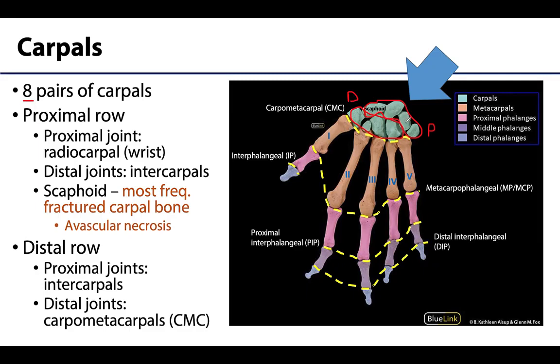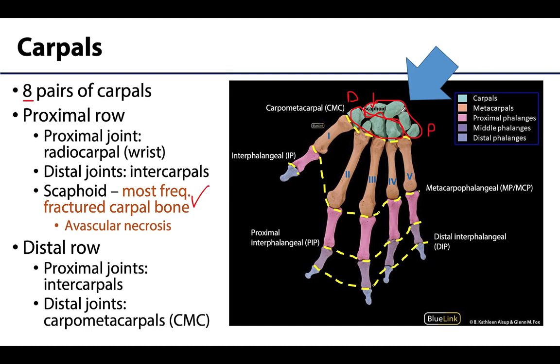All of these 3 right here articulate with the radius; the pisiform actually doesn't. This is an example of a pisiform, a sesamoid bone. One bone I do want you to be able to identify is the scaphoid, which is the lateral-most carpal bone in the proximal row. The reason that we typically discuss the scaphoid is because it is the most frequently fractured carpal bone. And when fractured, due to its tenuous and retrograde blood flow, avascular necrosis is possible associated with this bone.